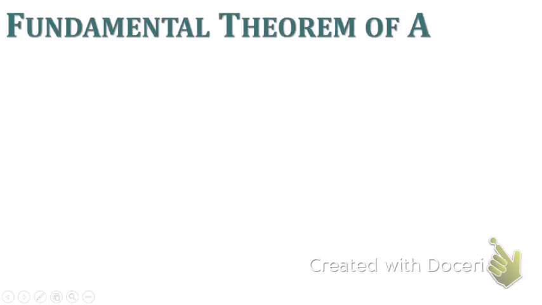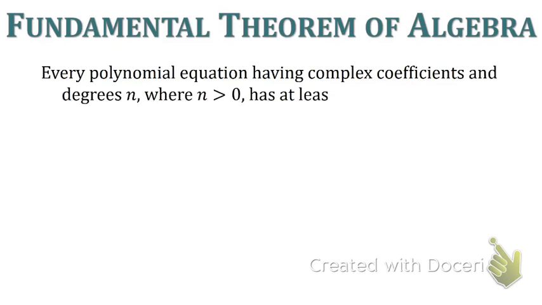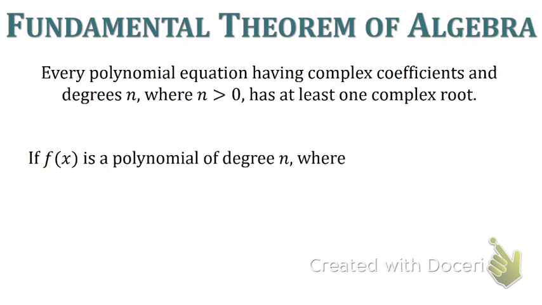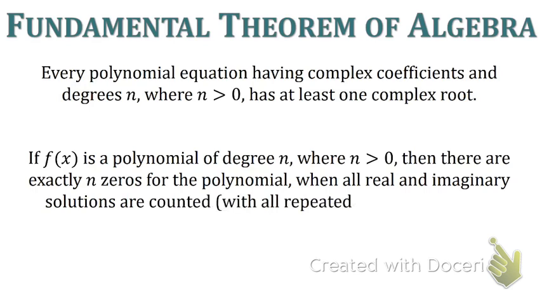Hello. In this video, we are going to learn about the fundamental theorem of algebra. So first, what is the fundamental theorem of algebra? Well, the long definition says every polynomial equation having complex coefficients and degree n, where n is greater than 0, has at least one complex root. So pretty much, if f of x is a polynomial of degree n, being any number, then there are exactly n zeros of the polynomial when all real and imaginary solutions are counted.